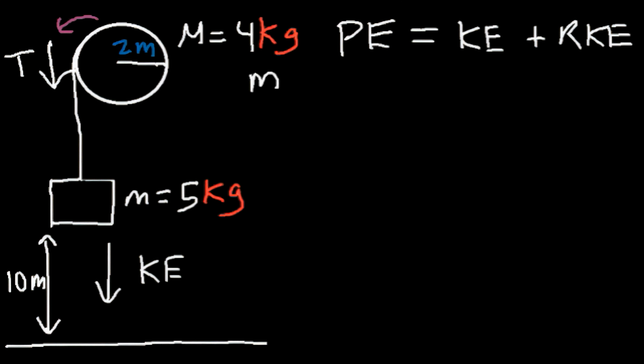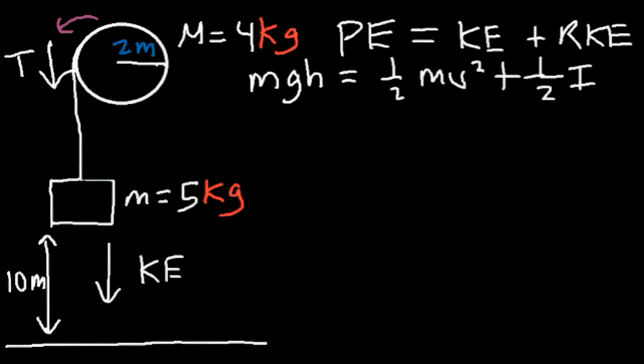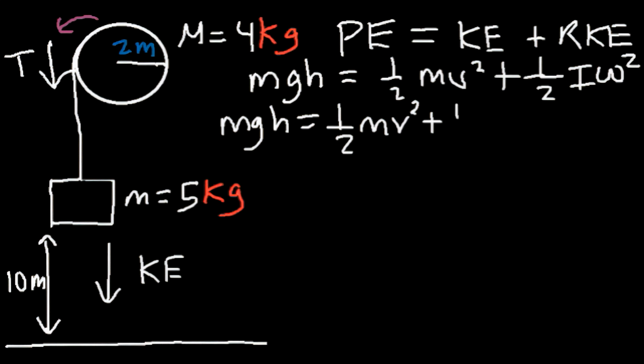Gravitational potential energy is equal to mgh. The kinetic energy of the block is 1/2 mv squared. And the rotational kinetic energy of the pulley is 1/2 times the inertia times the angular speed squared. Inertia is 1/2 mr squared. So let's replace I with 1/2 times the mass of the pulley times the radius squared.